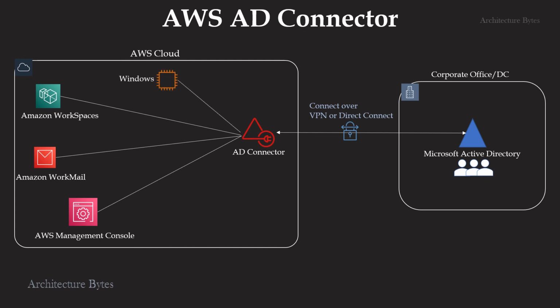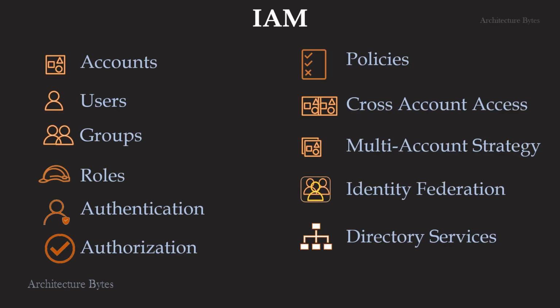You could also have Windows EC2 instances join on-premises AD domain via AD Connector. With this, we come to the end of our discussion. This should give you a good idea of identity and access management on AWS.